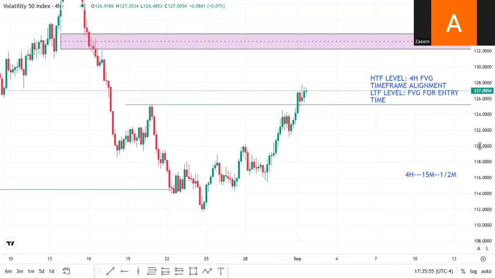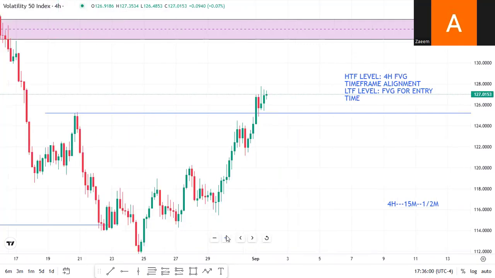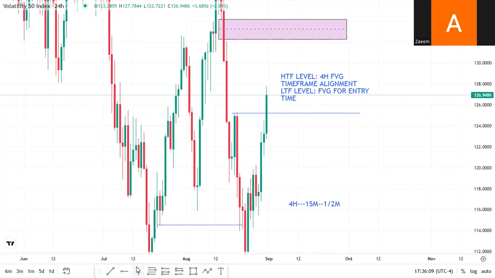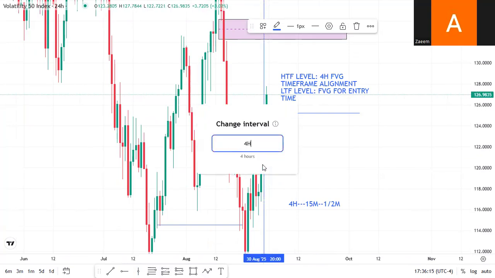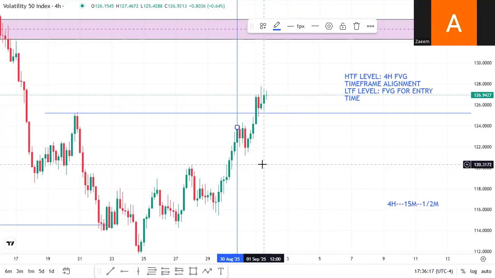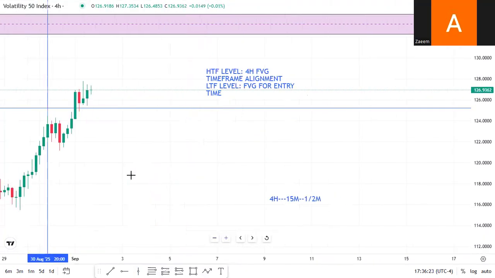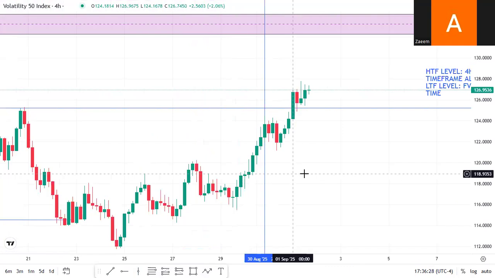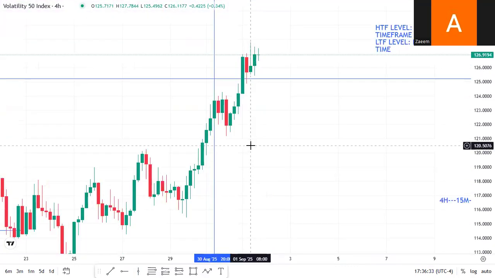And if you are looking at this chart, let's go back to the daily. It's 24 hour. Let me highlight this. So we highlighted this. Then 4 hour time frame. So we are here. This is where the weekly candle would open. That is on 31st of August. I think that is Sunday, right? So what I'm hunting for is a fair value gap.